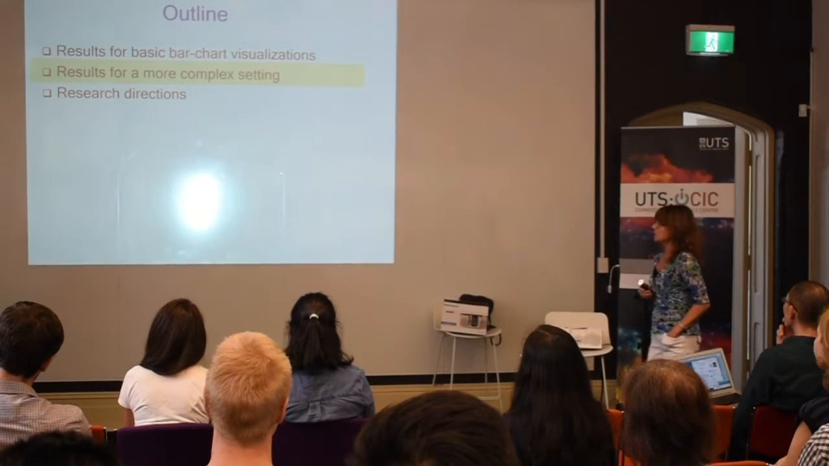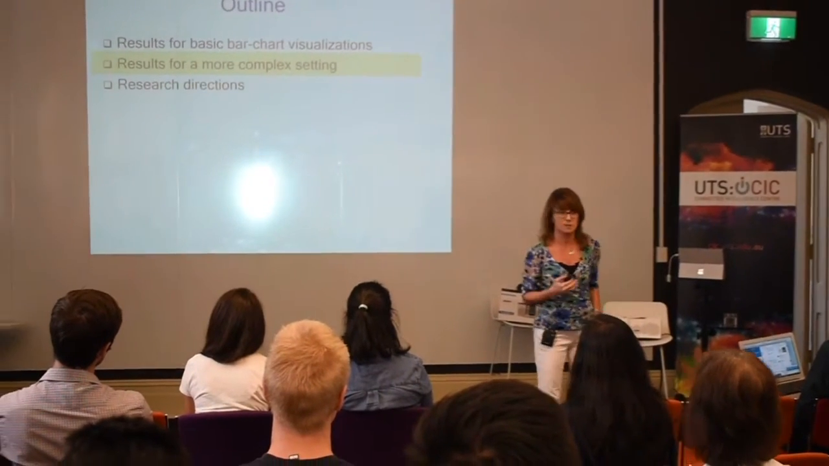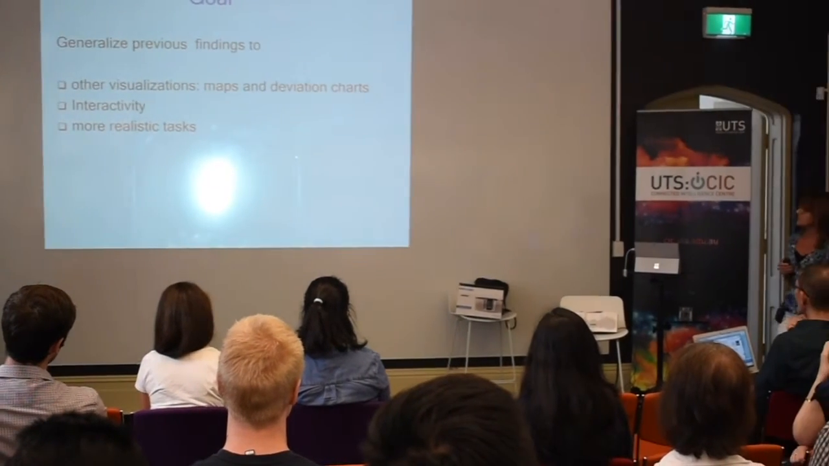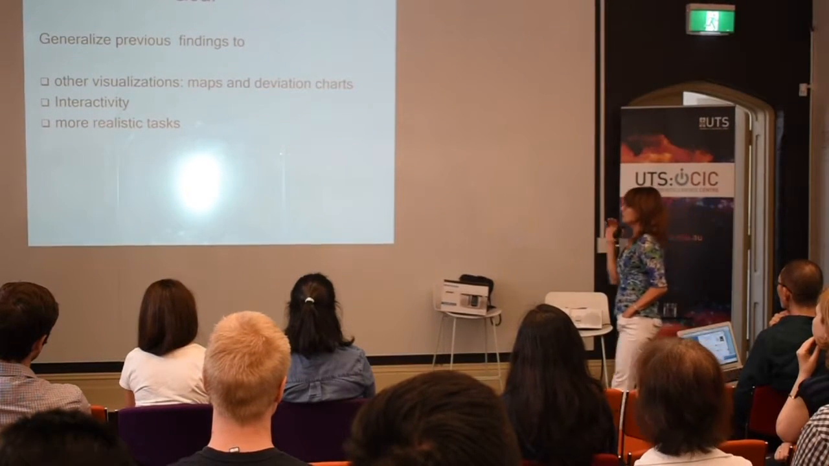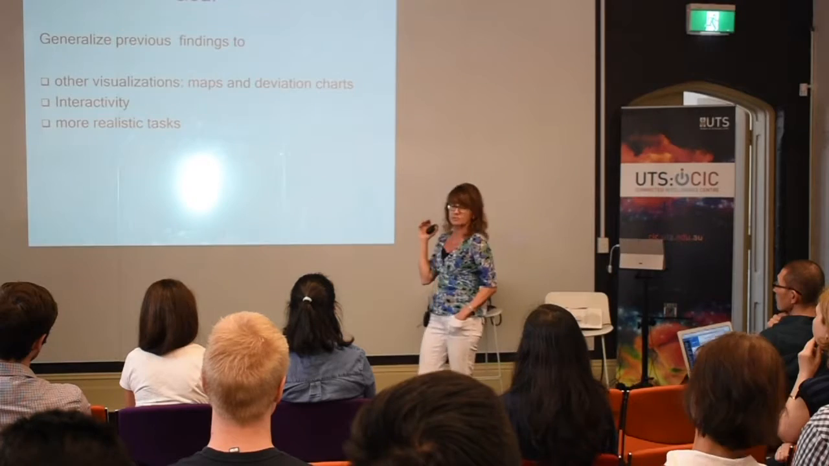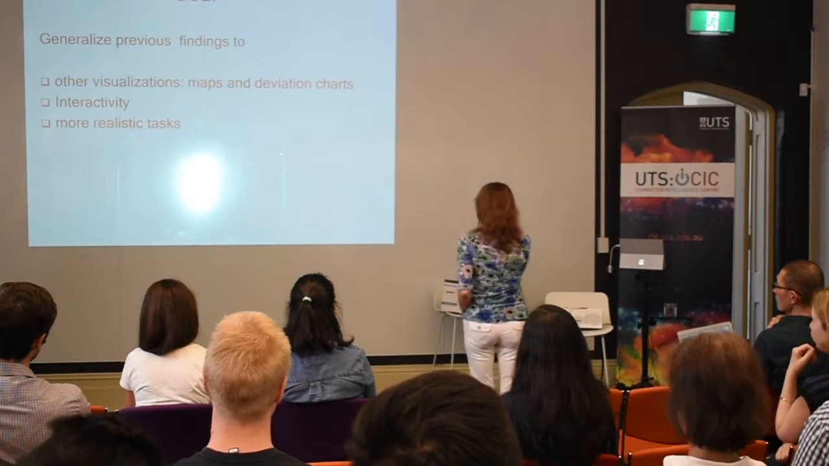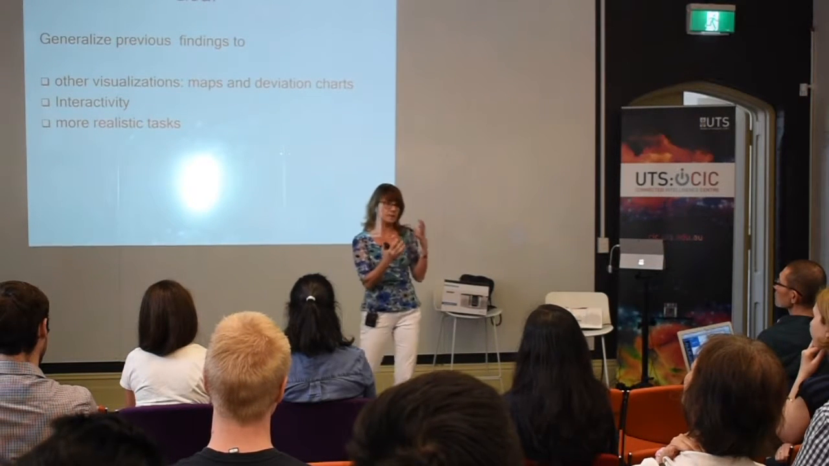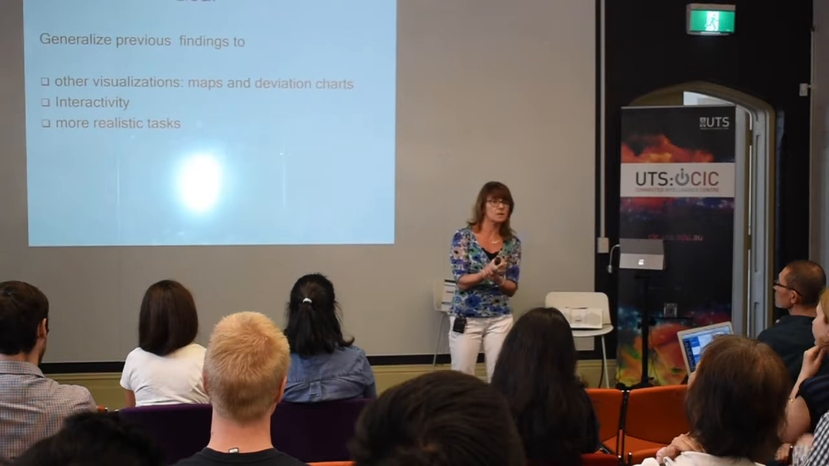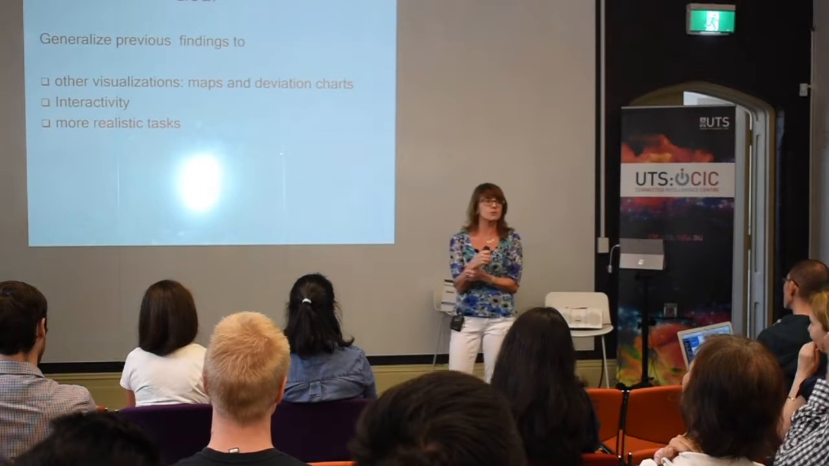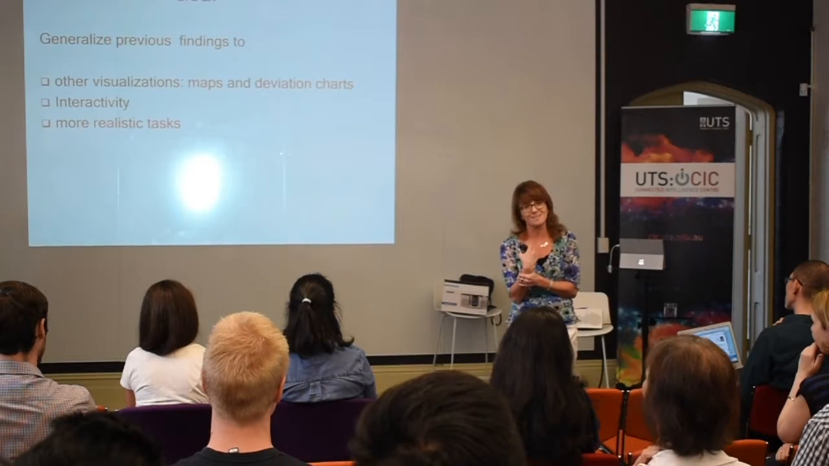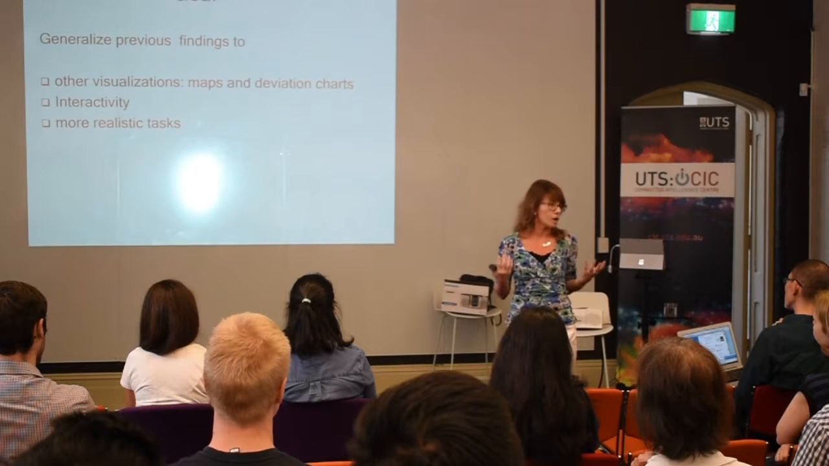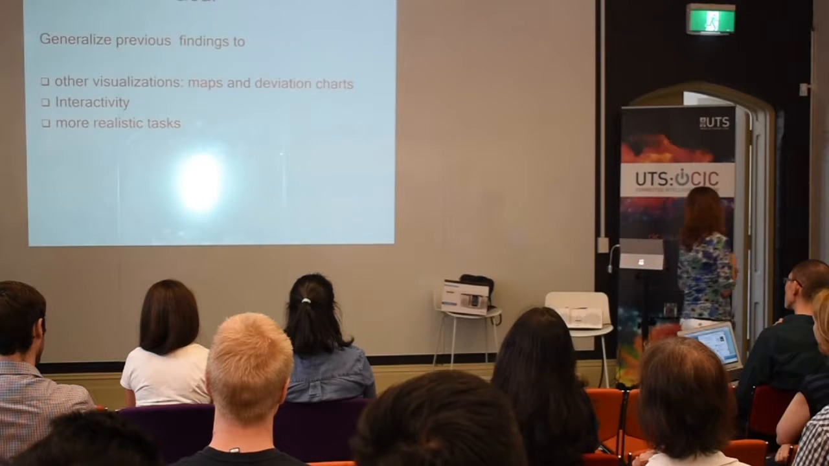But we also wanted to see if we can go and look at visualizations that are a little bit different, and also looking at more realistic tasks. And specifically, we wanted to try to generalize previous findings to other types of visualizations. Here we're going to be looking at maps and something called deviation chart. And I'll show you what it is. Adding a more complex setting where users can interact with the visualizations, and giving users tasks that are a little bit more realistic, because the tasks that I've showed you before are very much lab-driven, sort of a little bit contrived, tasks that are not really related to the user experience.